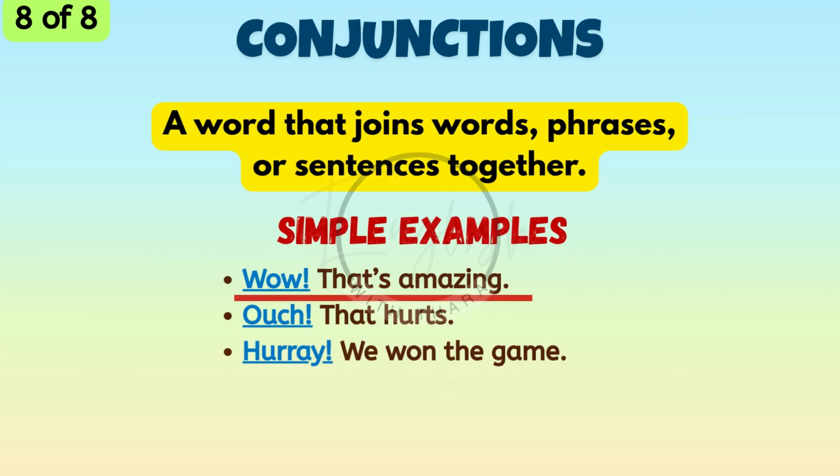First, wow, that's amazing. Here, wow shows surprise. Next, ouch, that hurts. The interjection ouch expresses pain. Then, hooray, we won the game. Hooray shows excitement and joy. Interjections help us show emotions clearly in a sentence, making our speech more lively and expressive.